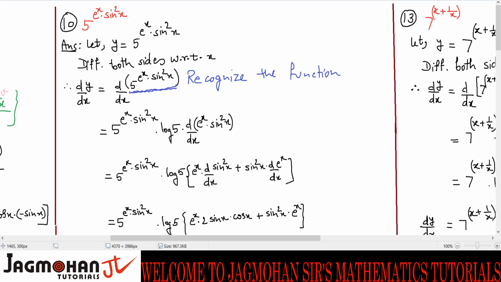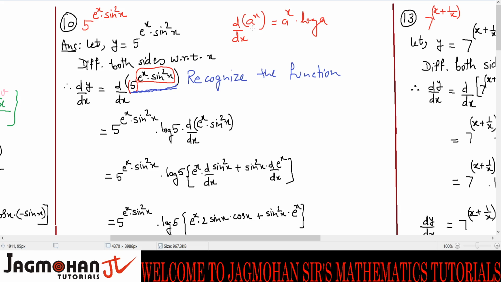The name of the function is, check: we have a constant, 5, as a base, and then e raised to x into sine square x. This is in x, so it is a variable. So it is constant raised to variable. What is d by dx of a raised to x? A raised to x is a constant raised to variable type function. It is a raised to x into log a. So this function, 5 raised to e raised to x into sine square x, is also constant raised to variable.